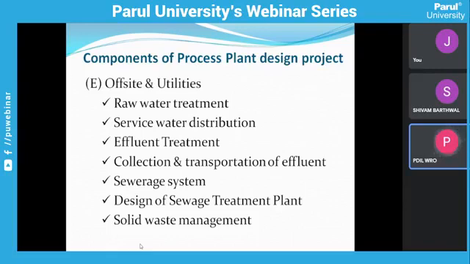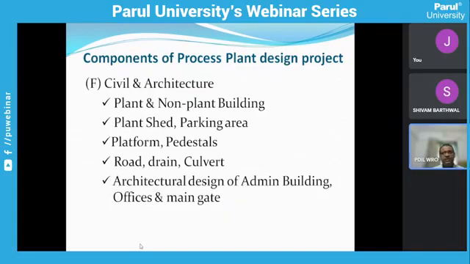The other parts are also important for the overall project. These are offsites and utilities. That can also be done by a separate team, apart from the main process team. Raw water treatment, service water distribution, effluent treatment, collection and transportation of effluent, sewage system, design of sewage treatment plant, and solid waste management. Civil and architecture are normally not so dependent on this process team, but in some aspects they are dependent.